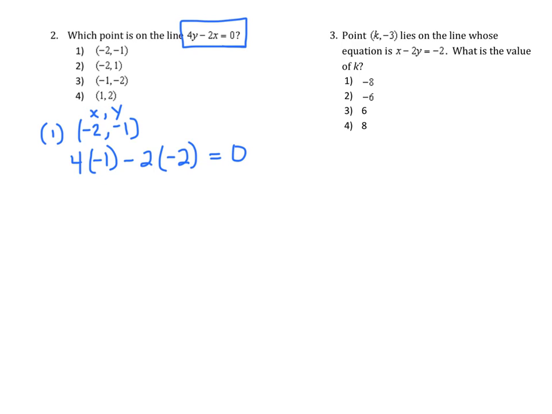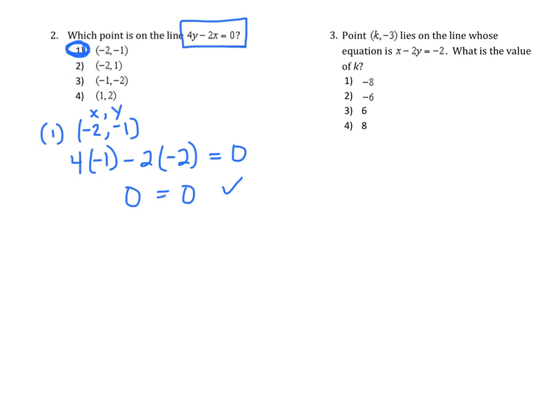So actually right away I get 0 equals 0. And so the very first point is on the line. Okay? All right. Now, just like the first example we didn't work, if I tested choice 2, 3, or 4, we'd see that those points were not on the line because they wouldn't work. The left-hand side would not equal 0.